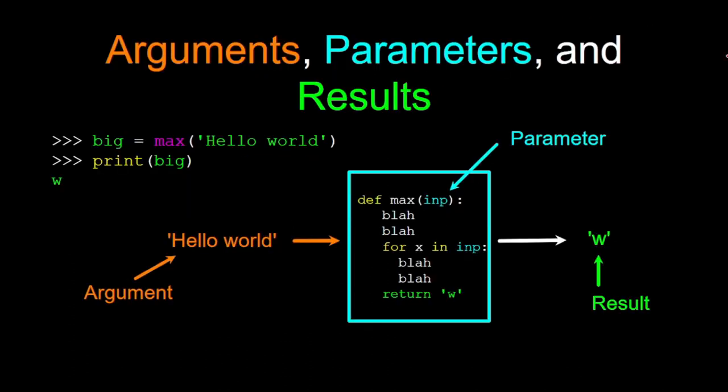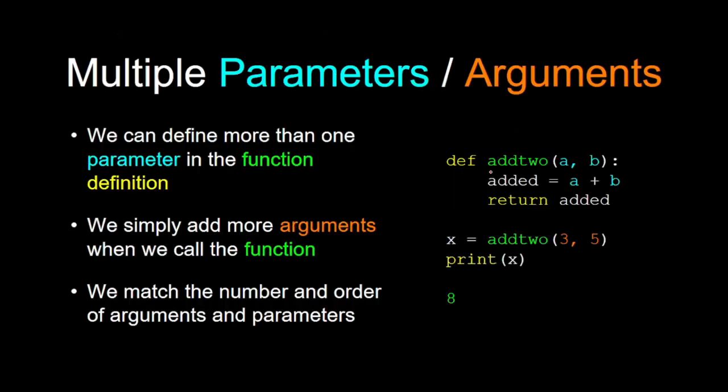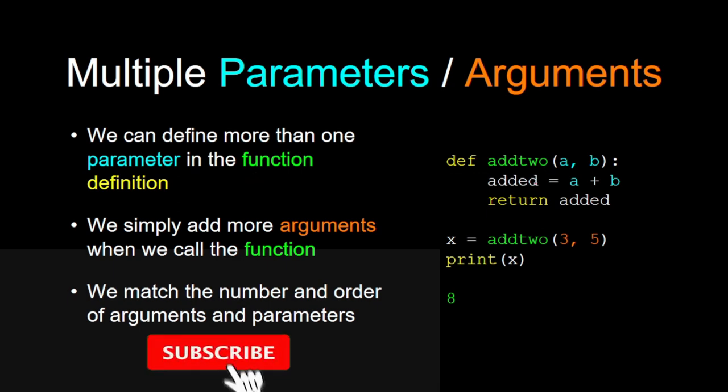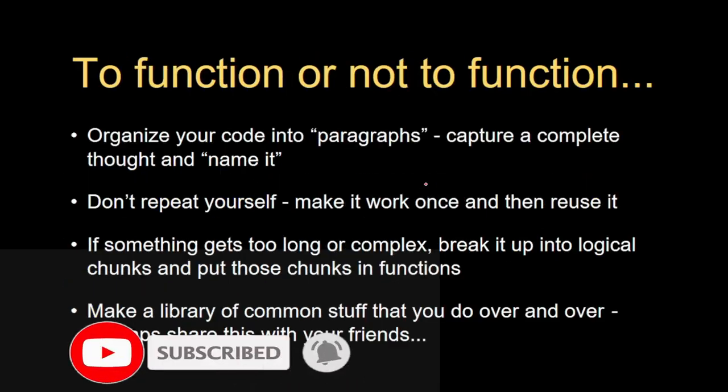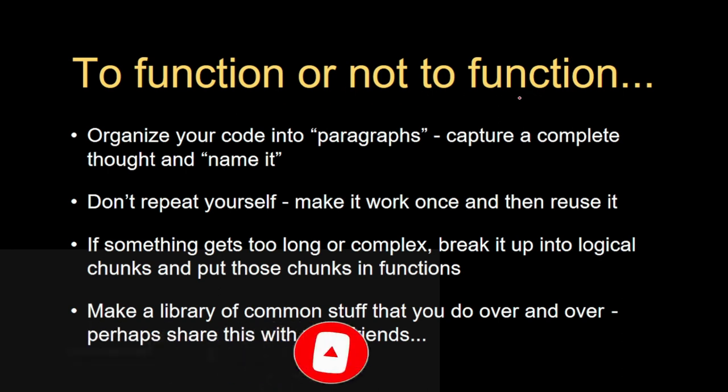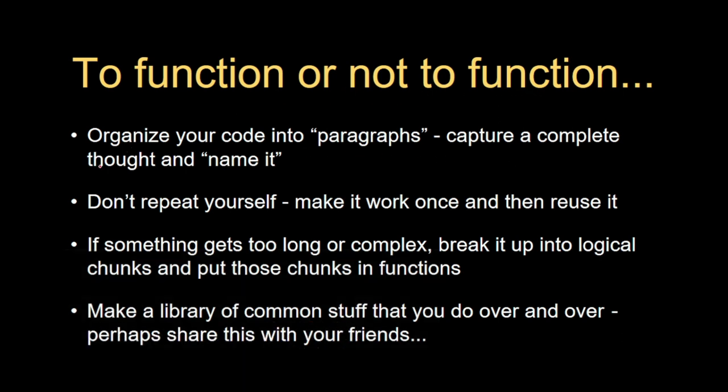Good. Arguments, parameters and results: def max, for x in inp, and so on, return a value or string. So multiple parameters can be passed, as I showed you in the previous example. To function or not to function: organize your code into paragraphs, capture a complex thought and name it. Don't repeat yourself: make it work once and then reuse it. If something gets too long or complex, break it up into logical chunks and put these chunks in functions. Simplify your problem in main functions.